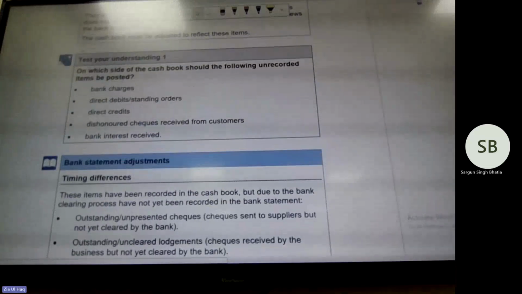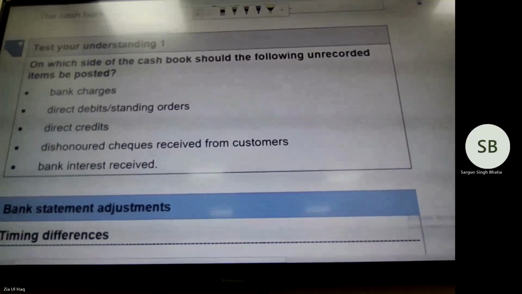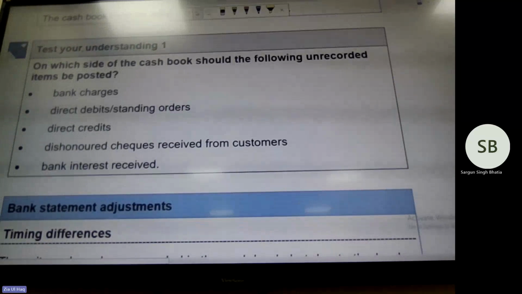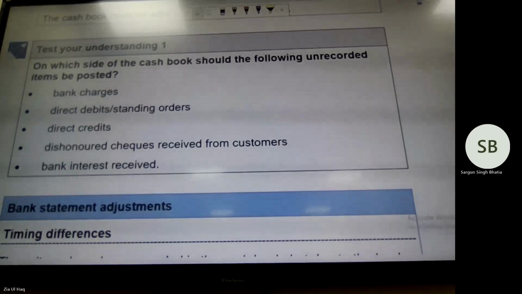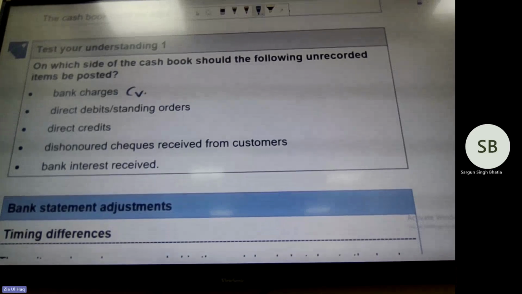Test your understanding one. On which side of the cash book should the following uncorrected items be posted? Either debit or credit. Bank charges, where we should record them in the cash book? Is it our benefit or loss? It's a loss, so it should be recorded on credit side. Yes, sir.